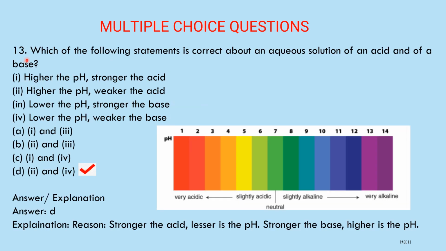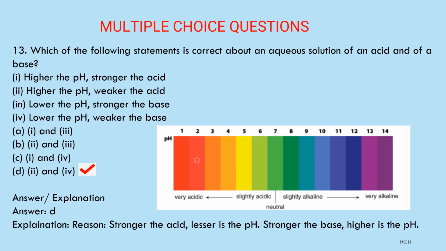Next question, question number 13. Which of the following statements is correct about an aqueous solution of an acid or a base? First option, higher the pH, stronger the acid. Second option, higher the pH, weaker the acid. Third option, lower the pH, stronger the base. Fourth option, lower the pH, weaker the base.